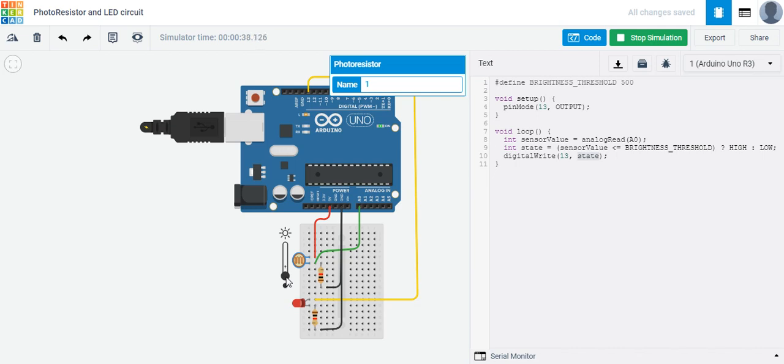Vice versa, when I slide it upwards, what happens is the room is getting light from the outside, or you can say from the sun, so at that time the LED is switching off. This completes the demonstration of the circuit.